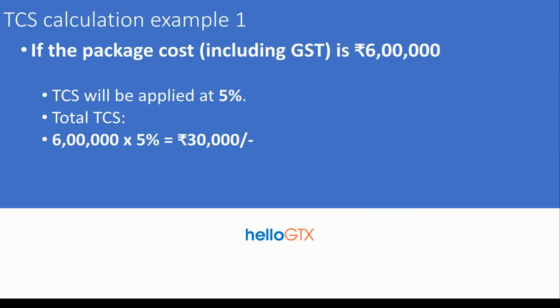Let's understand certain calculations. If the package cost including GST is 6 lakh, TCS will be applied at 5% flat, so total TCS 6 lakh into 5%, that is 30,000 rupees. Simple calculation, most of the time it is applied.